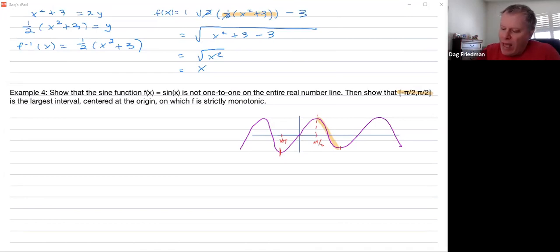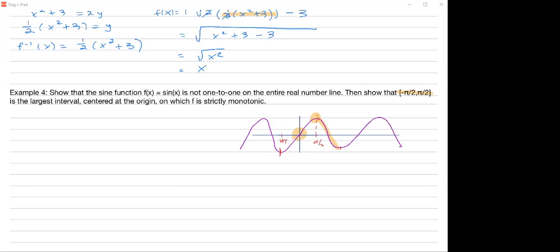Because I think you'd agree, I could have gone from, let's say, here to here, and this would be monotonic, but in this case we're trying to identify the largest section. In this case, it goes from negative pi over 2 to pi over 2. There's lots of largest in this case, but we're looking for where it's monotonic. Does that make sense? Yeah.